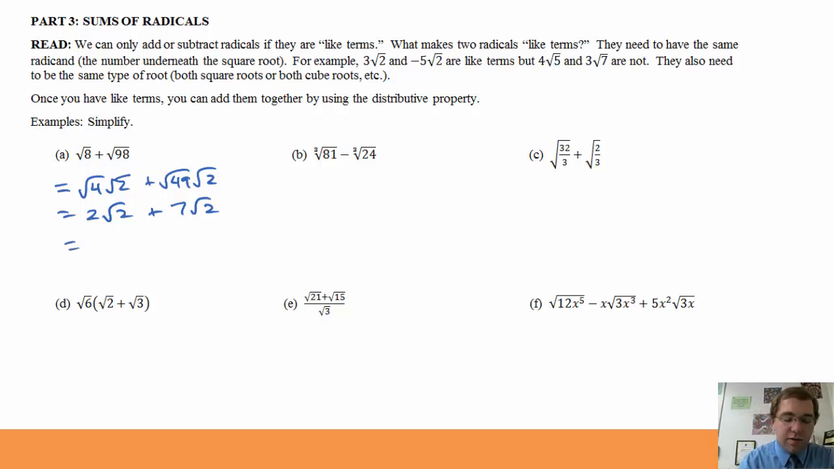And I can add the numbers in front. 2 plus 7 is 9. So now I've got 9 square root of 2. I had 2 root 2's, then I added 7 more root 2's, made 9 root 2's. And that's simplified.